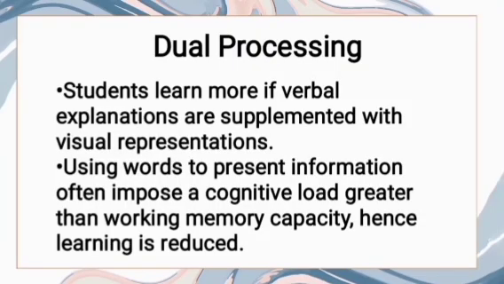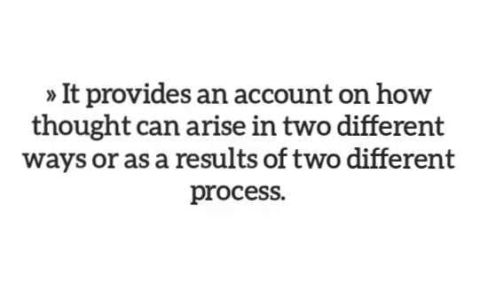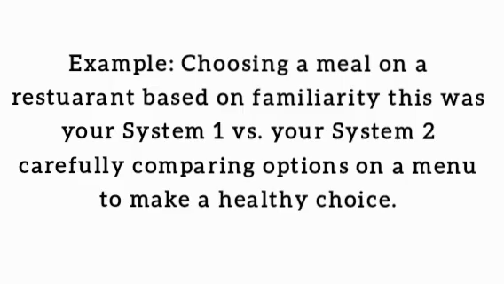Dual processing means students learn more if verbal explanations are supplemented with visual representations. Using words to present information often imposes a cognitive load greater than working memory capacity. Hence, learning is reduced. It provides an account of how thought can arise in two different ways, or as a result of two different processes. Example, choosing a meal at a restaurant based on your familiarity. This is your System 1 versus your System 2: carefully comparing options on a menu to make a healthy choice.